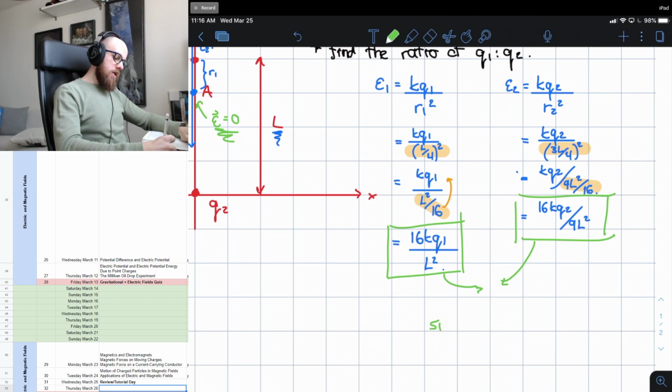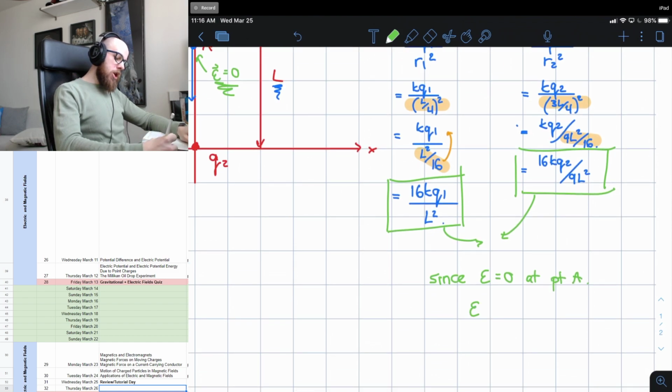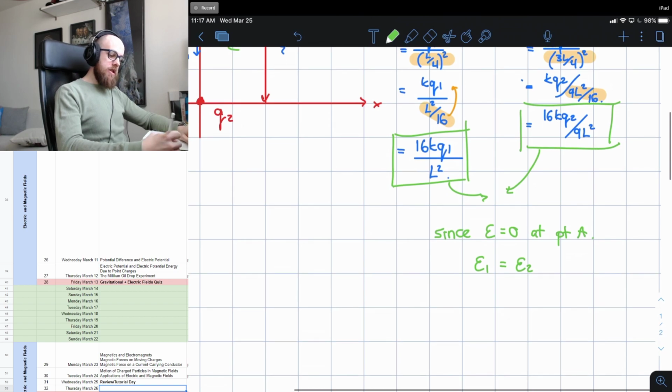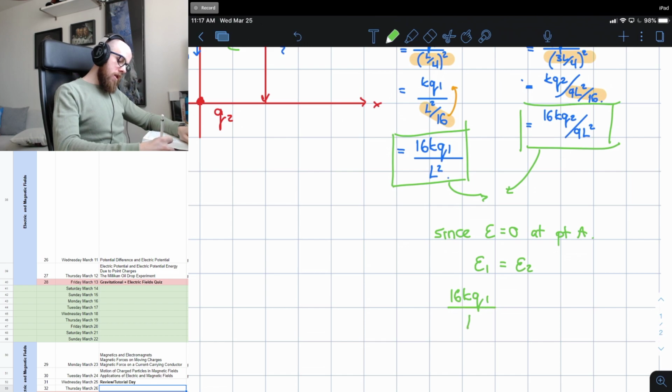Since E equals 0 at the point A, we know that the magnitude of E1 has to be equal to the magnitude of E2, okay? So what that tells us is 16KQ1 over L squared equals 16KQ2 over 9L squared.